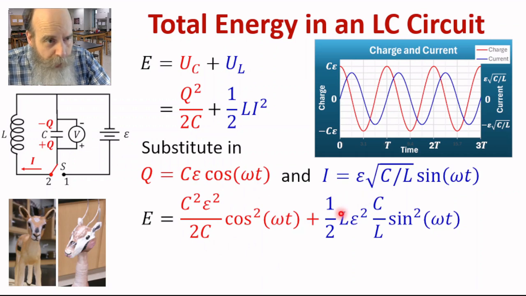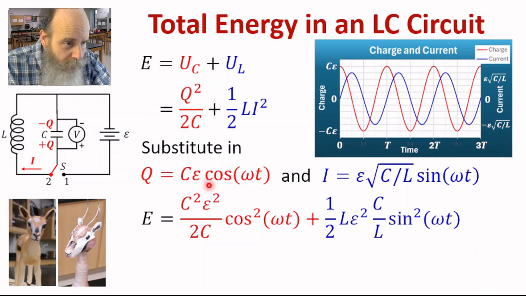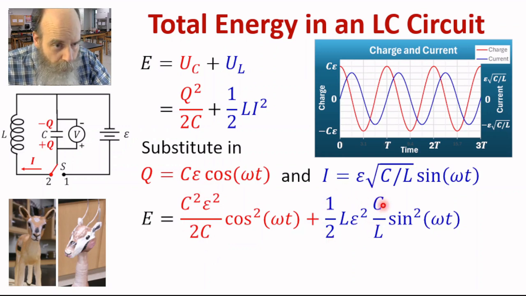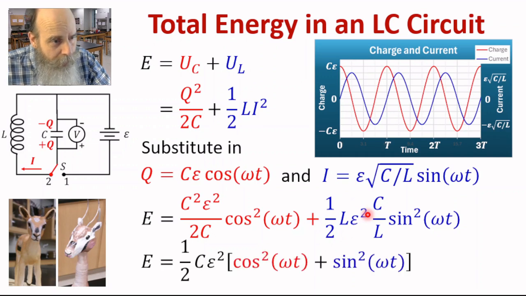The second term in blue comes from the inductor: 1/2 L, right here, times I squared, which gives E squared C over L sine squared omega t. Notice, in front of these terms, this is 1/2 CE squared, and this is also 1/2 CE squared. So we have a common factor of 1/2 CE squared. Let's take that out, and then we multiply that by cos squared omega t plus sine squared omega t.